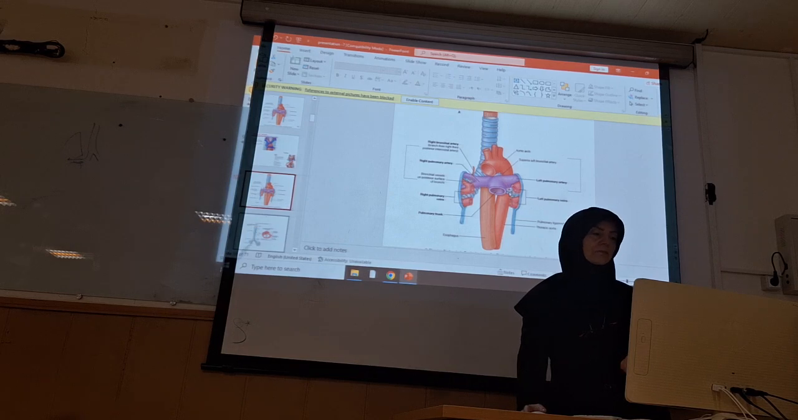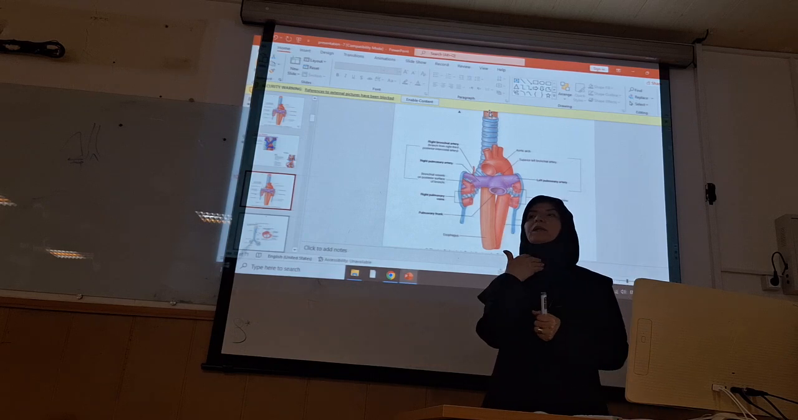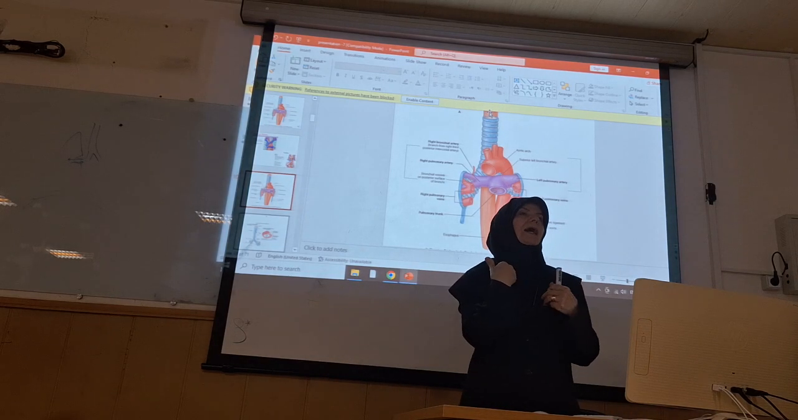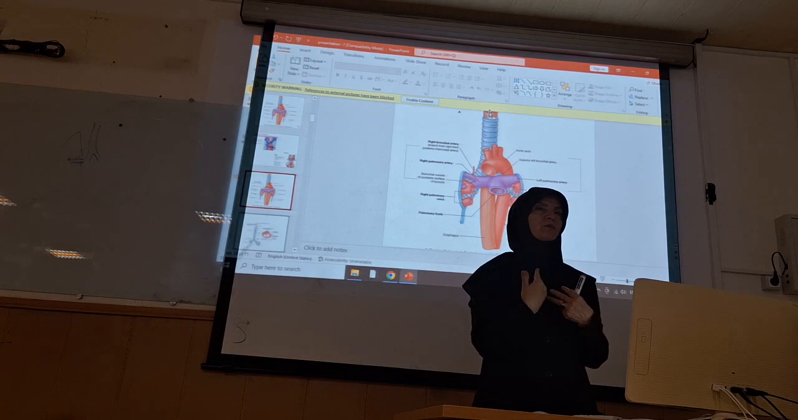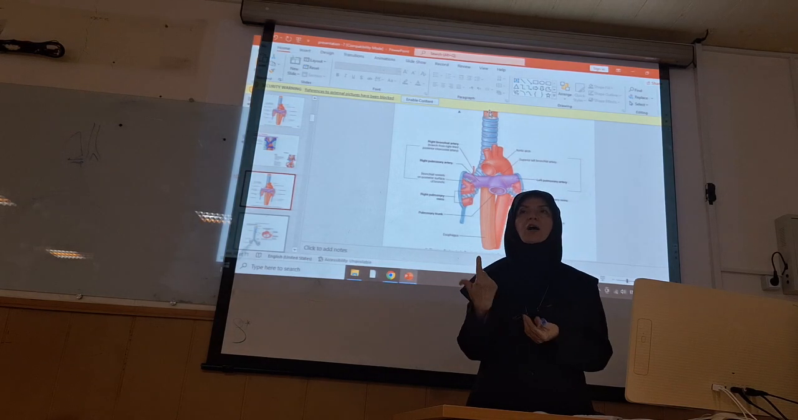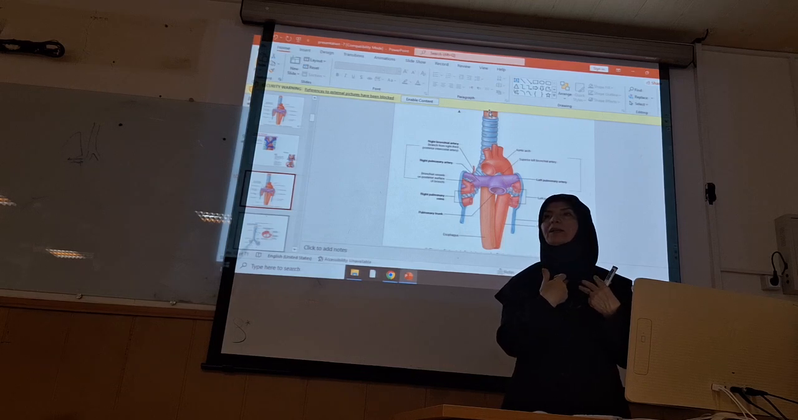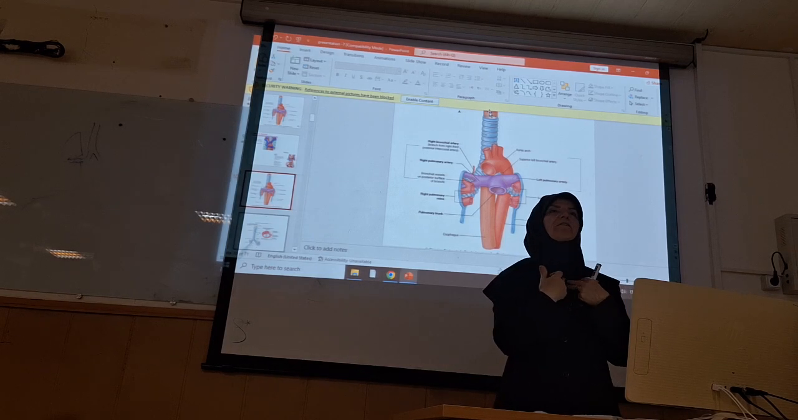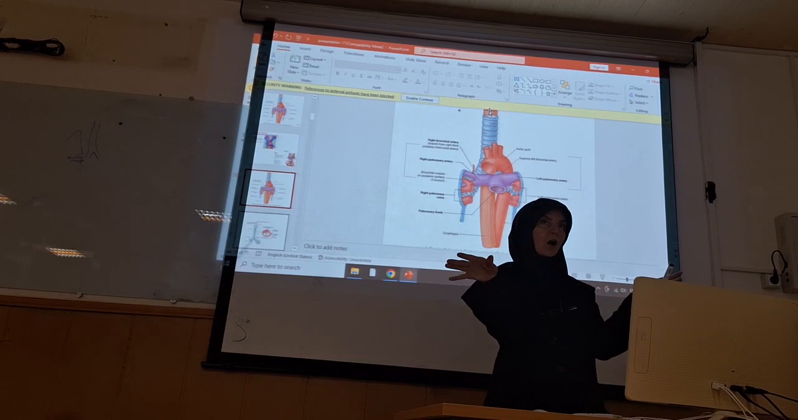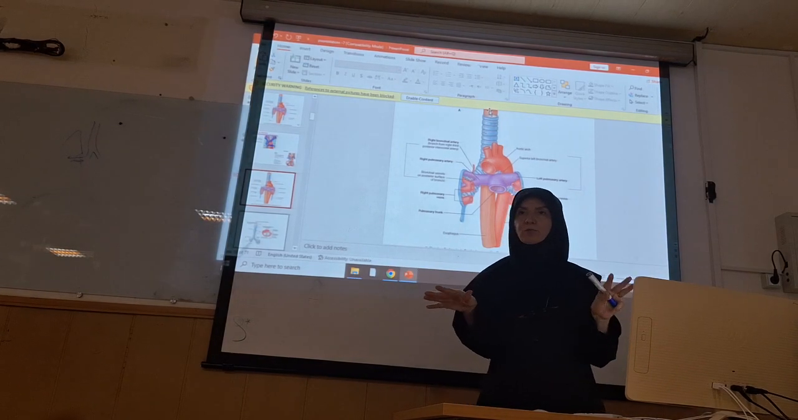The trachea is visible anterior to this structure. What's the name of this structure? Esophagus. So, the esophagus is anterior to the vertebral column. Anterior to the esophagus, you are able to find the trachea. The trachea passes through the neck, through the superior mediastinum, and exactly inferior to the arch of the aorta divides into the right and left main bronchus.